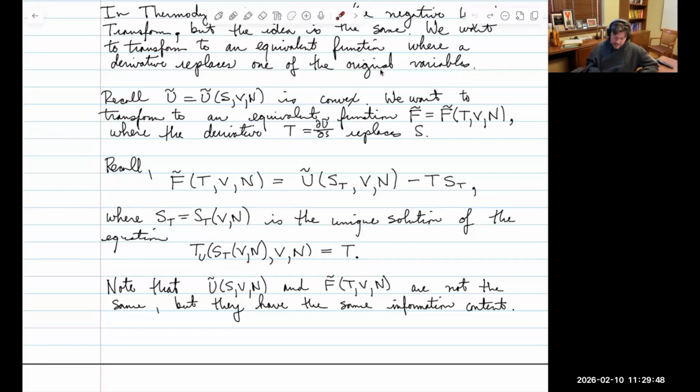We're merely transforming from SV and n to TV and n. Our transform, at least the way we've defined it, only allows us to transform one variable at a time, and so that's why we're only swapping out S for T. Now, why in the world would we want to do this? That again is because it's easy to control the temperature, and we're going to see that this makes the characterization of equilibrium simpler whenever we're talking about a control of the temperature in a very specific way.